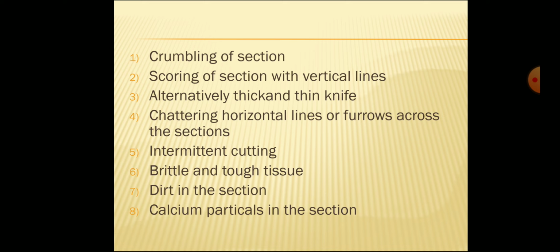The next problem is alternately thick and thin sections. This problem is also caused due to an imperfect knife edge. So first arrange the angle of the knife, sharpen the knife and remove this problem.